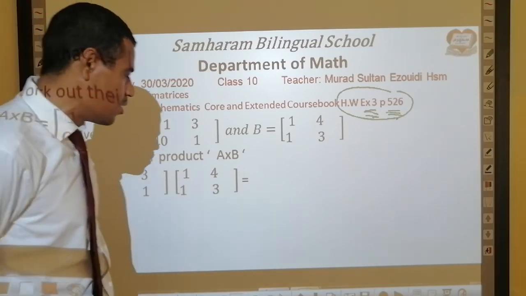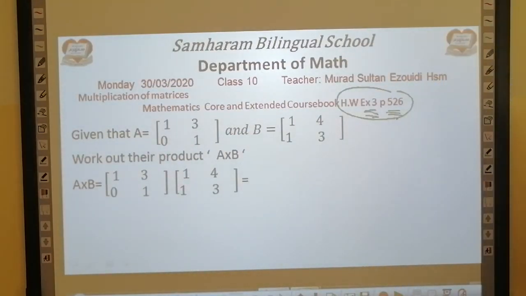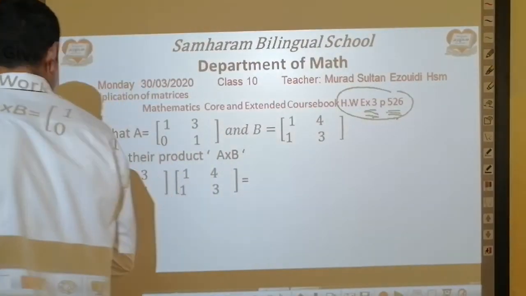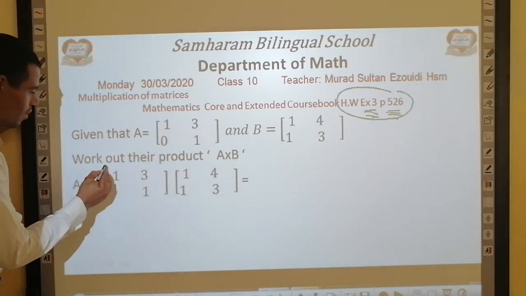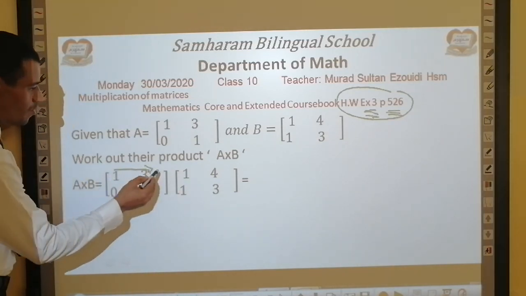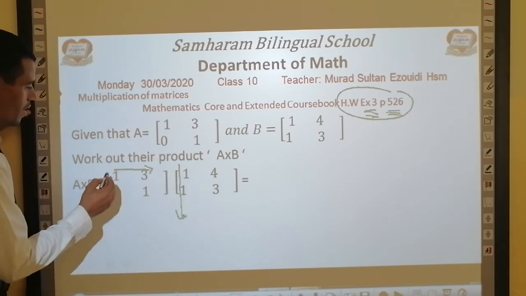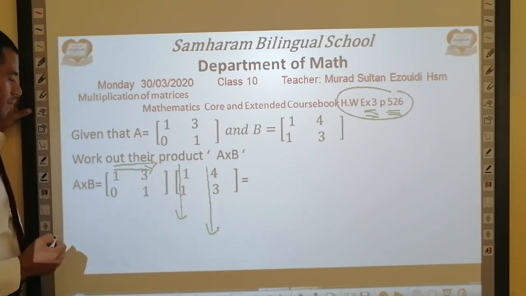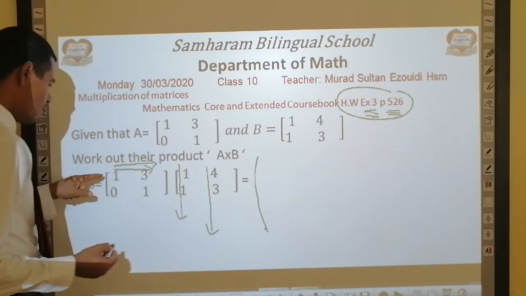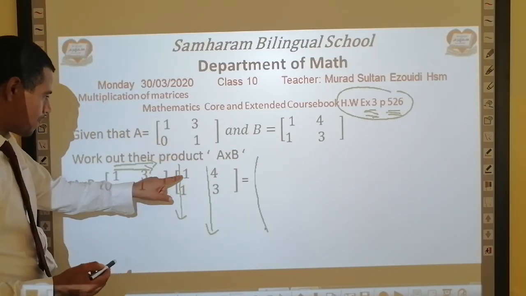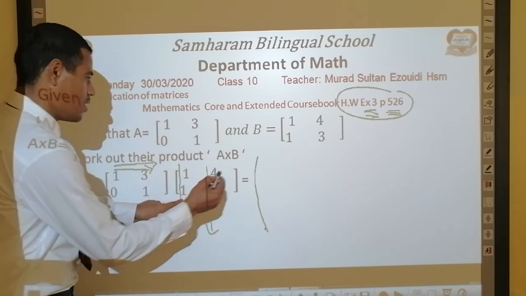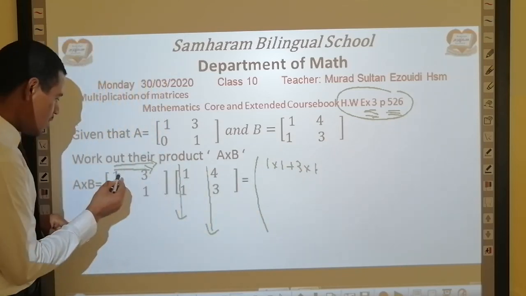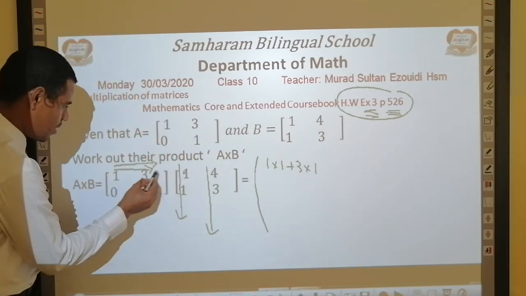Now let's continue. Given that A is a square matrix and B is a square matrix, now we'll try to find the value of A times B. The same here, my kids. I will multiply the first row by the first column, then the first row by the second column. Means 1 multiplied by 1 plus 3 multiplied by 1.